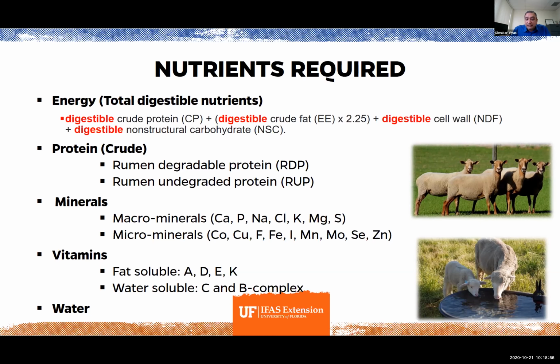Although rumen microbes can synthesize water-soluble vitamins, some of the research has shown that if they are provided in the diet, they can have some impact on production. And last but not the least, which sometimes we forget to mention, is water. Providing adequate quantity of water is very, very important to make sure that the nutrients provided in the feed are more efficiently utilized.